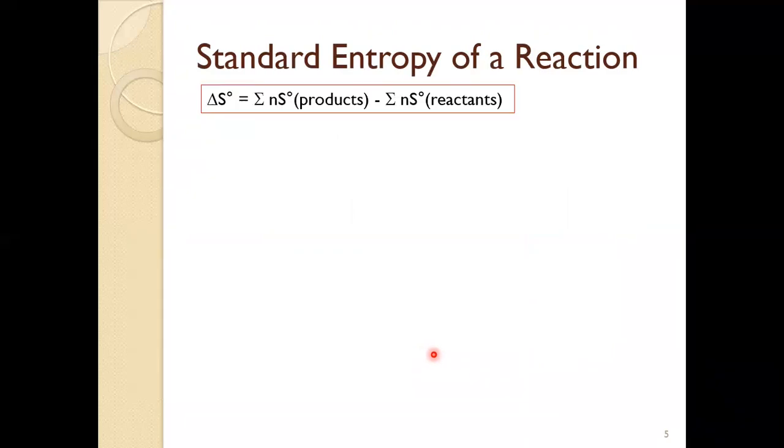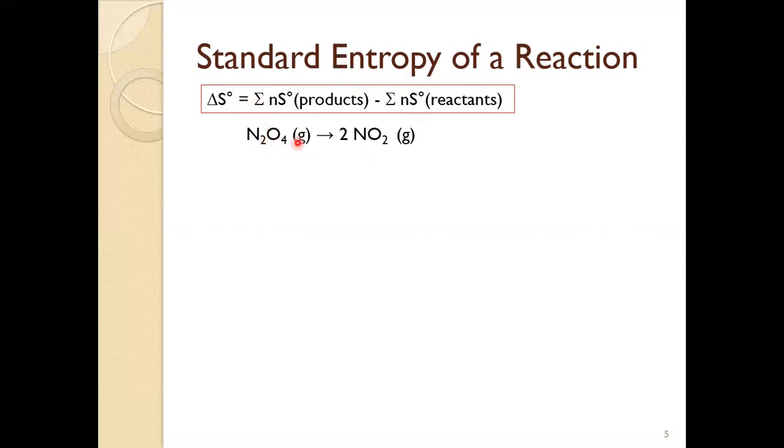So to calculate the standard entropy of a reaction, the delta S under standard conditions, it's equal to the sum of the number of moles of the products times their respective molar entropies, minus the sum of the number of moles of reactants times their respective molar entropies. So it's just a difference between the total amount of entropy of the products and the total amount of entropy of the reactants. So we'll end this lesson with a simple example. In the next lesson, we'll do a couple more examples of calculating delta S as part of a larger calculation.